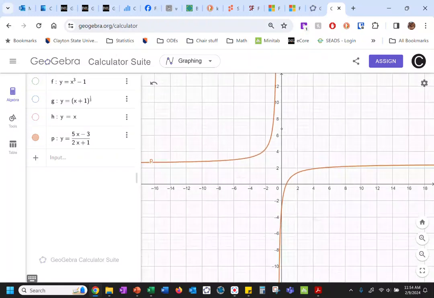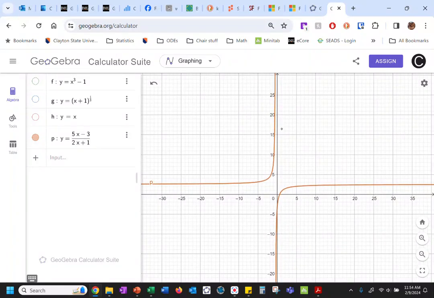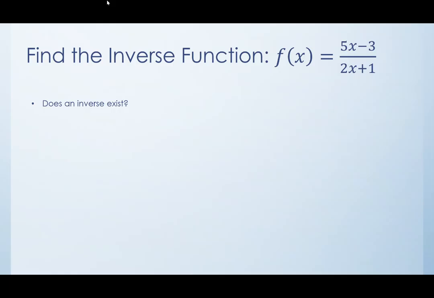And we can zoom out on this, and you can see it looks like it might have a horizontal asymptote at about 2.5, maybe. But other than that, it passes it. Well, not other than that, a horizontal asymptote doesn't actually go horizontal, so it will still pass the horizontal line test. So this one has an inverse. Okay, so now that we know that, let's go back and find it.